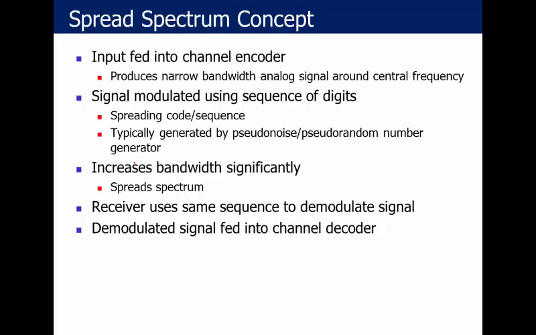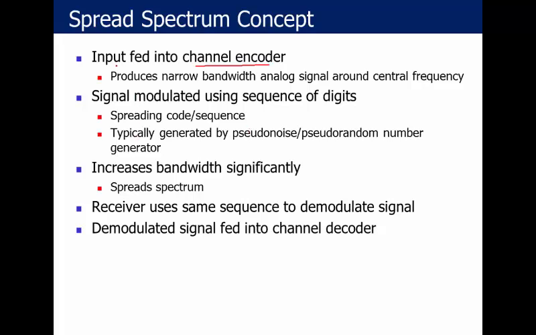The concept for spread spectrum is that input data is fed into the channel encoder. So there is a channel encoder. The encoding technique will be discussed much more in the second slide set. We're now looking at a general idea of spread spectrum, and then another slide set describes channel encoding, which is a more general concept of encoding.